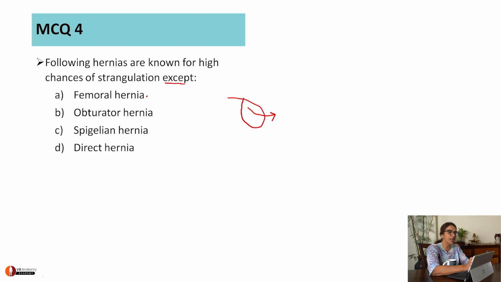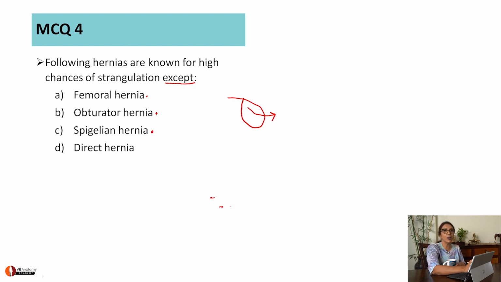You're looking for an incorrect option. Obturator hernia emerges through the obturator canal, which is again very narrow. So this is also possible to be strangulated. Spigelian hernia is a gap in the abdominal wall muscles lateral to the rectus abdominis. Again, the gap is narrow. Chances of strangulation are there.